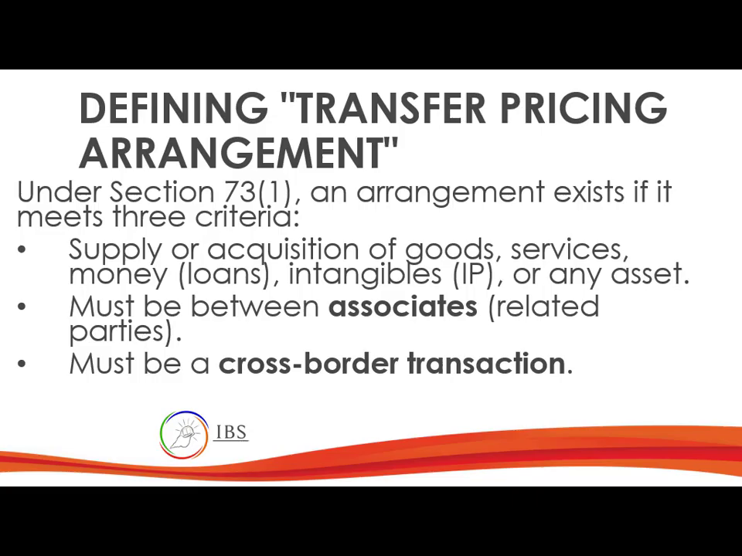So we already discussed this. Take note, it also includes the supply or acquisition of goods, services, money, including loans, intangibles or IPs, intellectual properties, and any assets. It must be between associates or related parties. It must be a cross-border transaction. So in order to classify a transfer pricing arrangement which is subject to the Commissioner General's testing of the pricing, these conditions should be complied with.